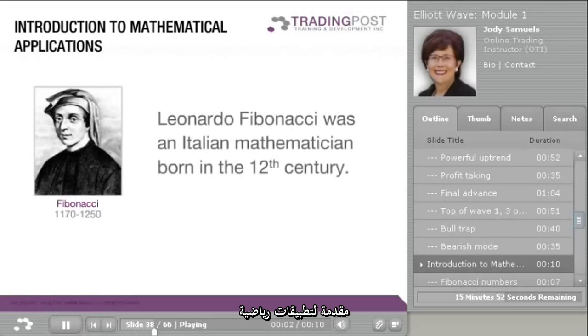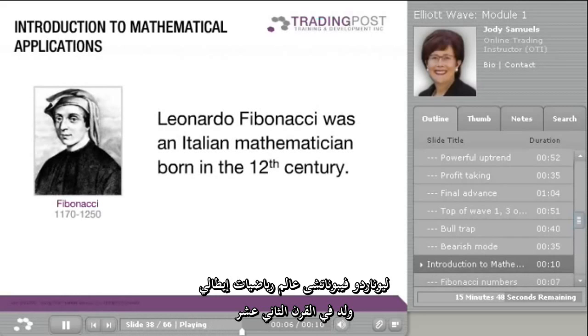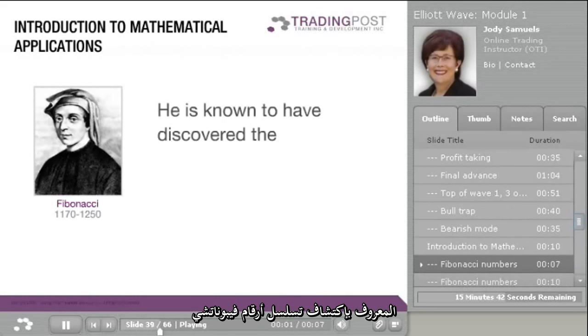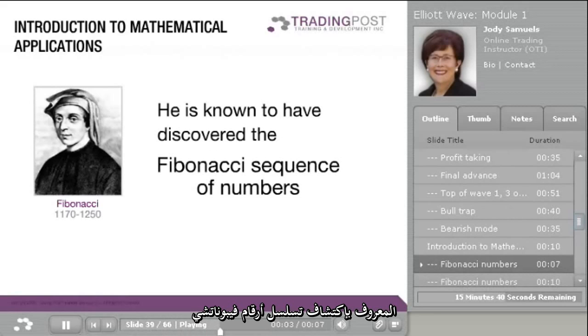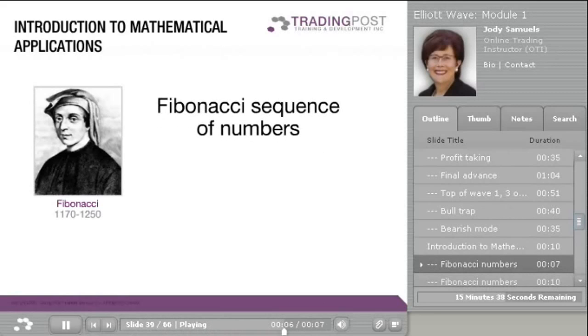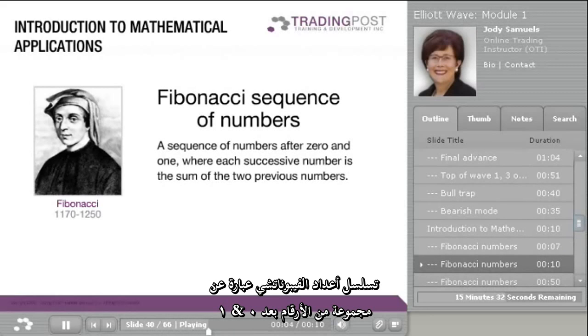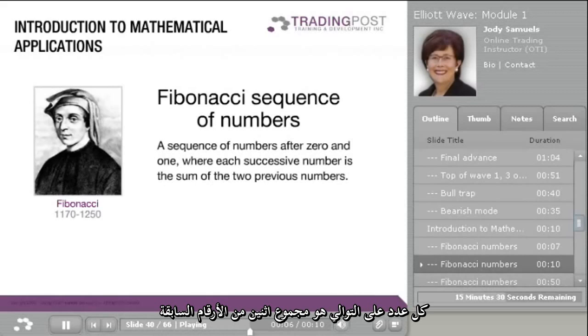Introduction to Mathematical Applications. Leonardo Fibonacci was an Italian mathematician born in the 12th century. He is known to have discovered the Fibonacci sequence of numbers. The Fibonacci number sequence is a set of numbers after 0 and 1 where each successive number is the sum of the two previous numbers.